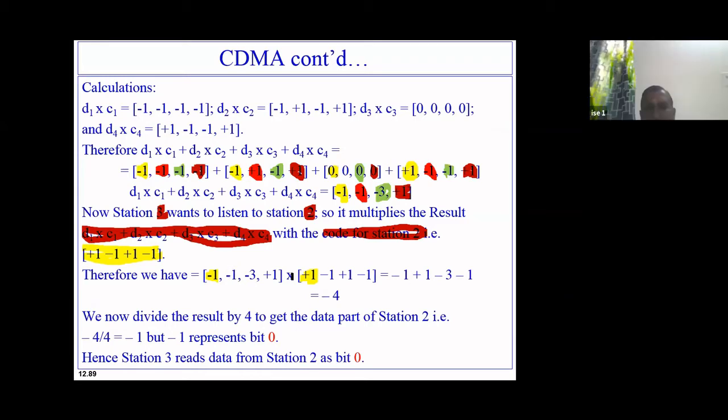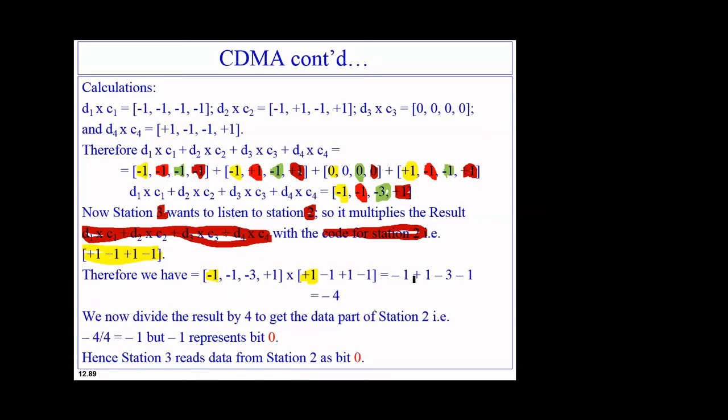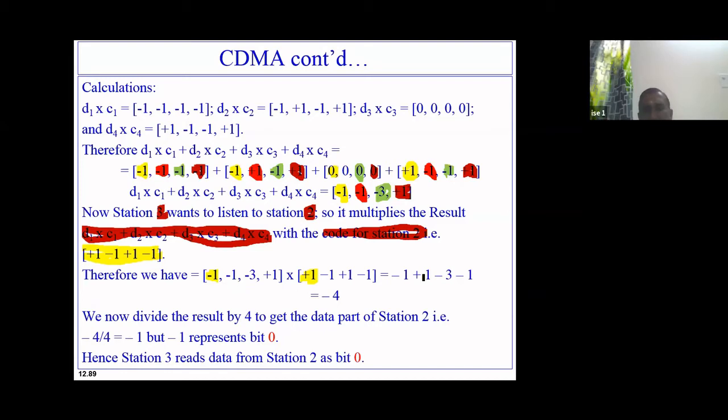This will be minus 1 and minus 1, so this will be plus 1. So minus 1 plus 1, it will be 0. And this is minus 3 plus 1, it is minus 3. And my plus 1 minus 1 is, so the end result is minus 4.